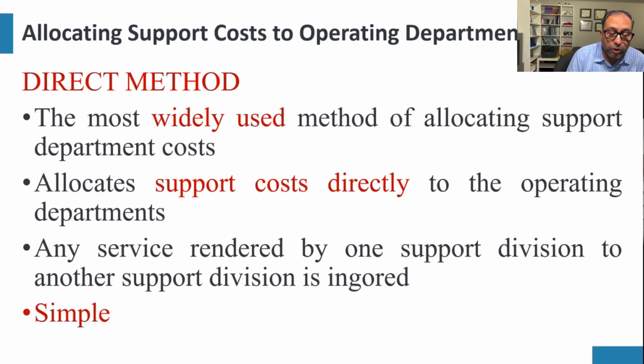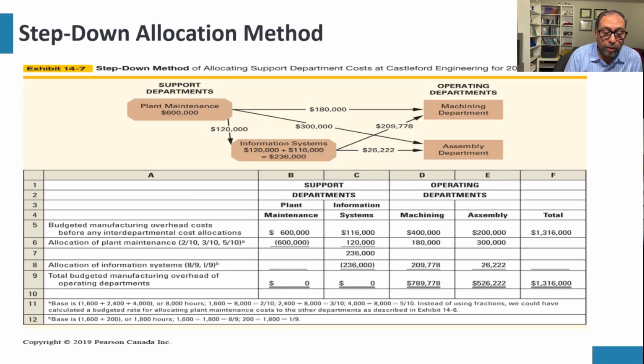Based on this proportion, we divide 1600 over 1800 into 236,000. So we get 209,778, and the remaining 200 divided by 1800, or the remaining value, goes to the assembly department. So this is our step down allocation method.